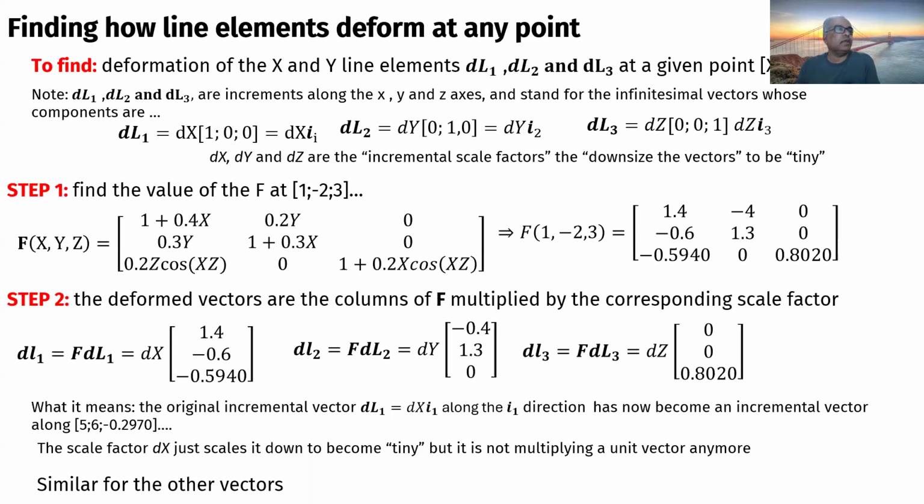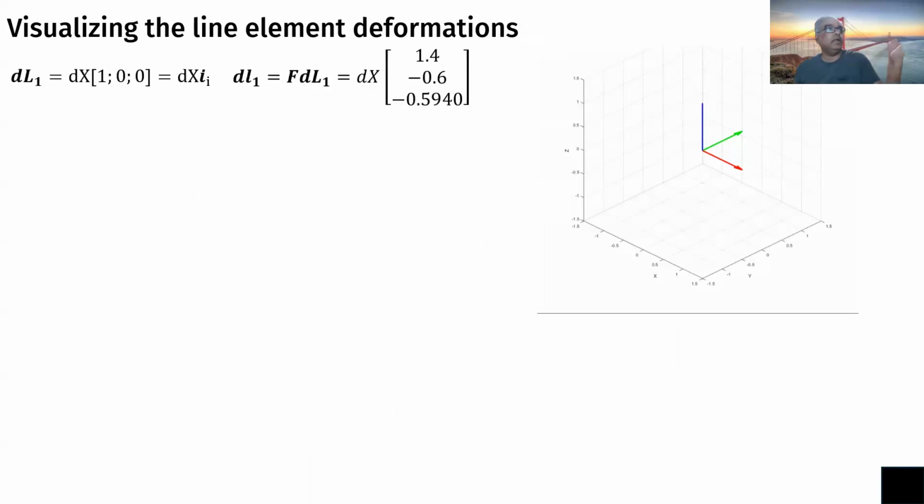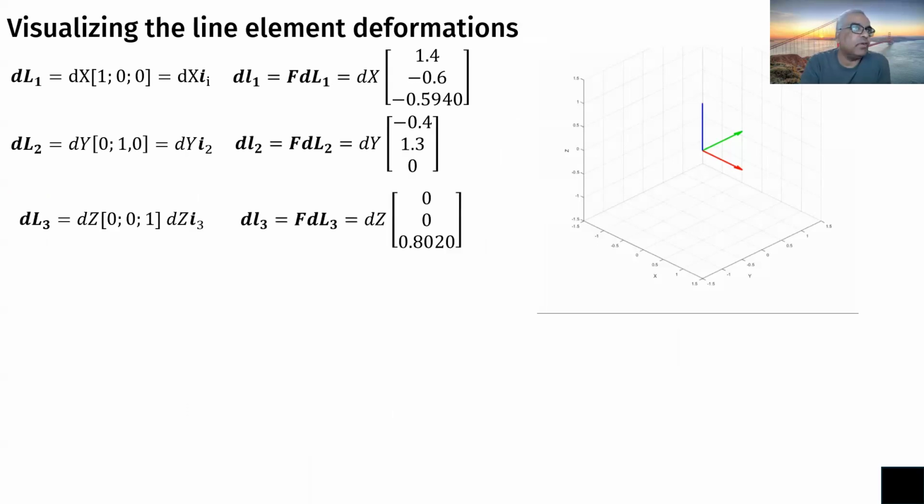I'll show you with a specific example. And by the way, this is similar for other vectors. I'll show you with a specific visualization. So remember, we had dl1 and F dl1, dl2 and F dl2, the three columns of F. We're going to plot that, and off we go. So you can see how the columns of F change the original vectors. So the dotted lines are the original vectors. The solid lines are the new vectors.